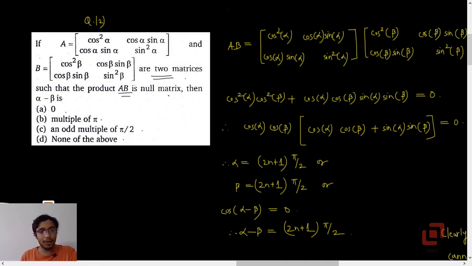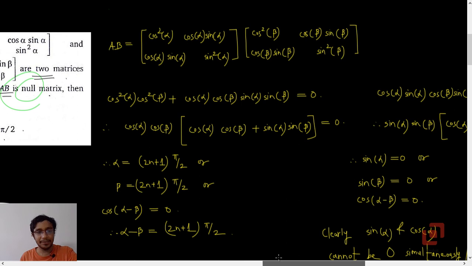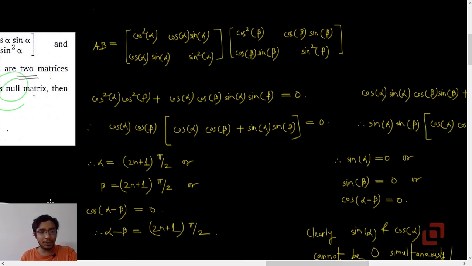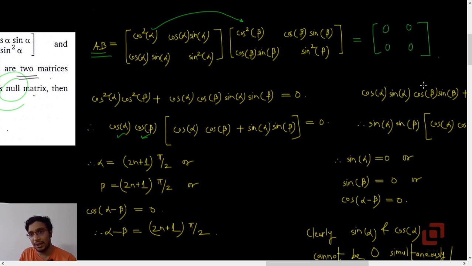So you have to start with the product AB as null matrix, so all its entries are 0. First I found out A11 of AB. So it is cos squared alpha into cos squared beta plus cos alpha sin alpha into cos beta sin beta. Then I took cos alpha and cos beta common from the two terms, and inside the bracket we will now have cos alpha cos beta plus sin alpha sin beta, equal to 0, because everything is 0, this product being a null matrix, that's given.